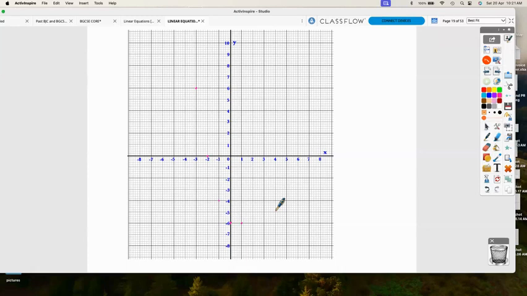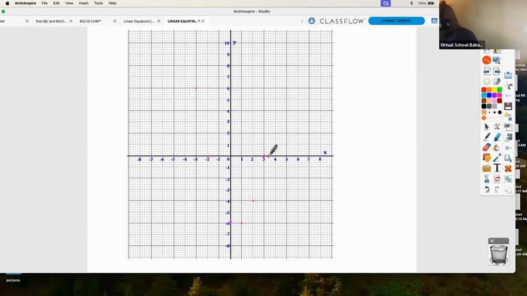2 and negative 4. 3 and 0. 4 and 6. If you notice here, we have points that match up. We have the points here, right?